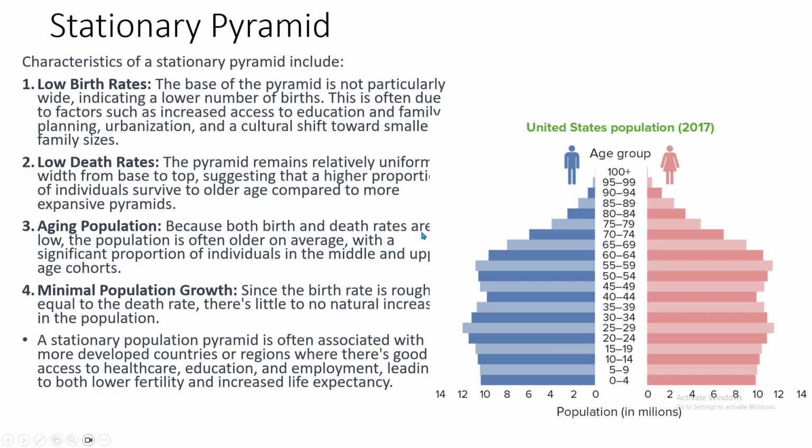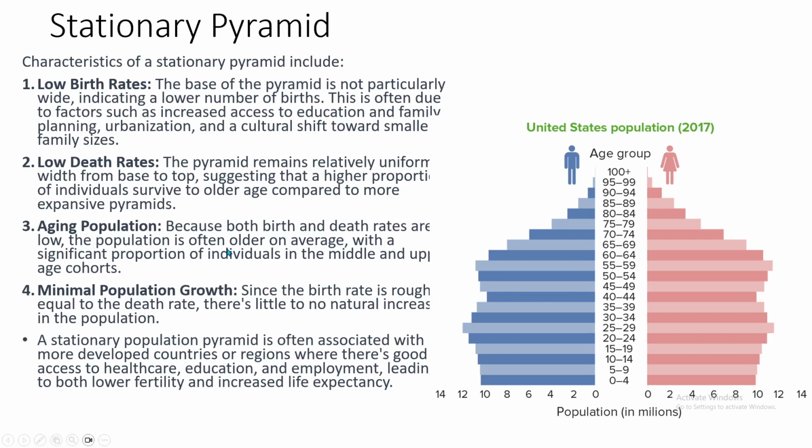What does this tell us? It tells us that there is low birth rates. The base of the pyramid is not particularly wide, and we can see that there's not like any wide areas when we're comparing it to other cohorts. This is often due to factors such as increased access to education and family planning, urbanization, and a cultural shift towards smaller family sizes.